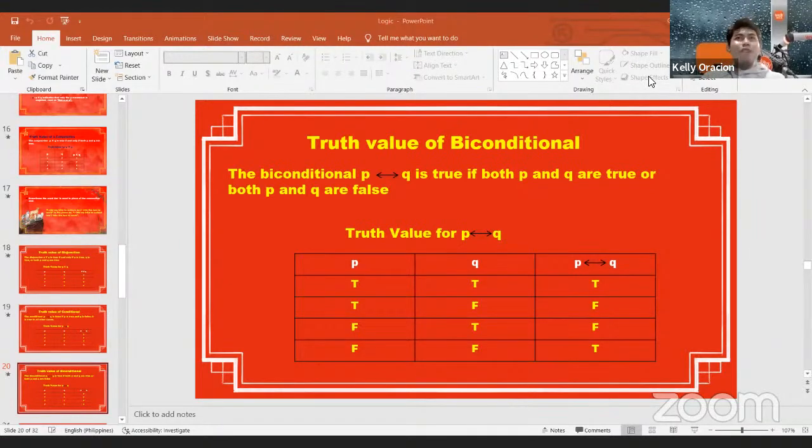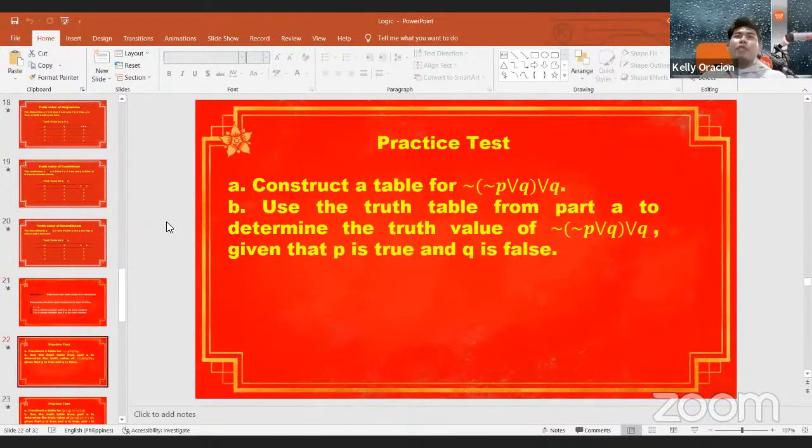Anyways, now let's proceed to our discussion proper. The learning objective this evening: at the end of the lesson, you will be able to construct a table given a compound statement like this, and also determine the truth value of that given. Another learning objective is that you will be able to determine whether two statements are equivalent or not, and whether the given statement is a self-contradiction or tautology. So those are our learning objectives this evening.